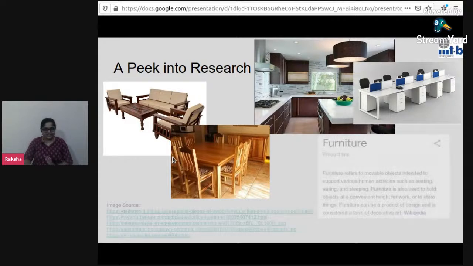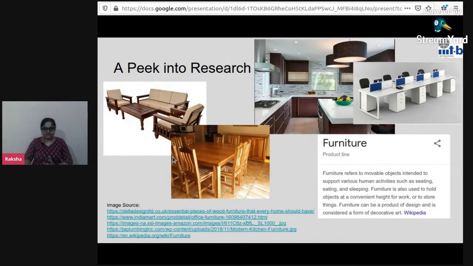Now, interestingly, Wikipedia says furniture refers to a movable object which is intended to support various human activities such as sitting, eating, and sleeping. Now we know in our daily life we do much more with furniture than just sit, eat, and sleep. It is used for cooking, office work, and so many other things. So something as simple as furniture could be so complex to define.